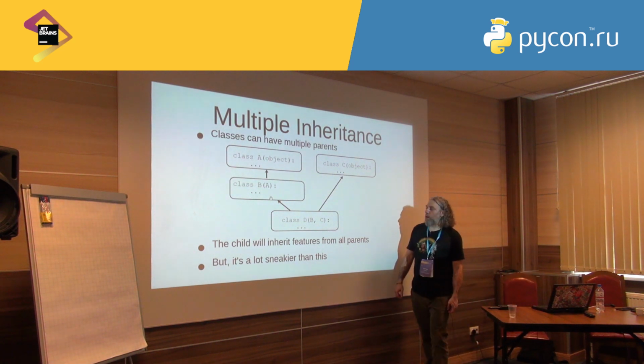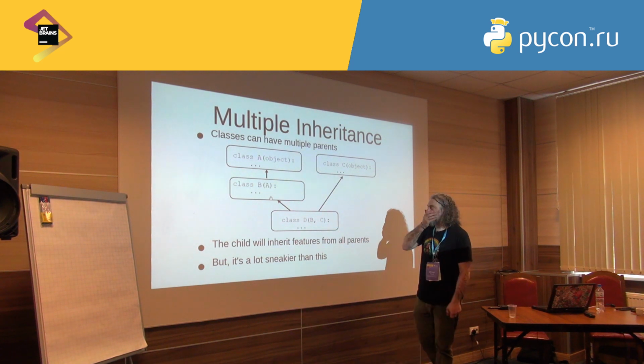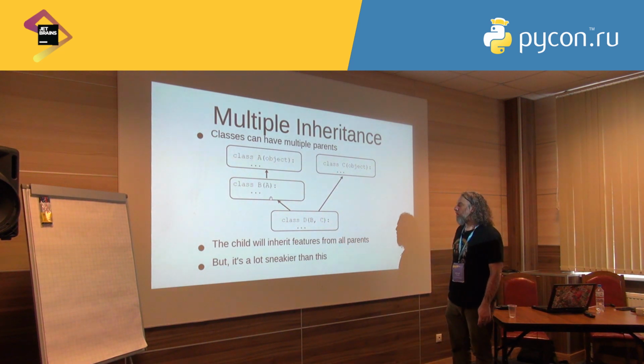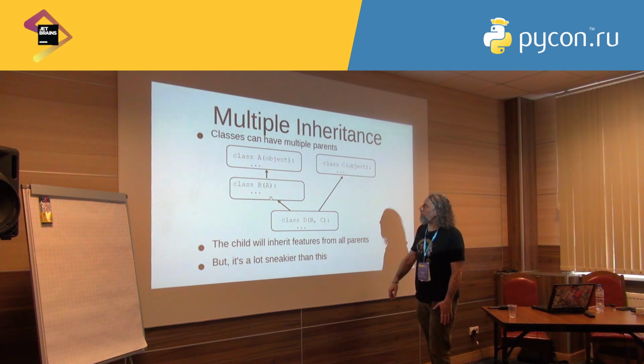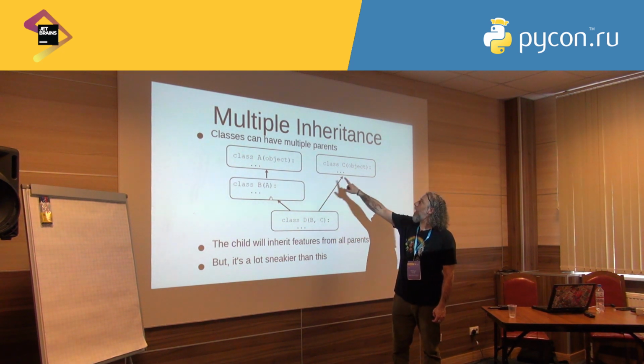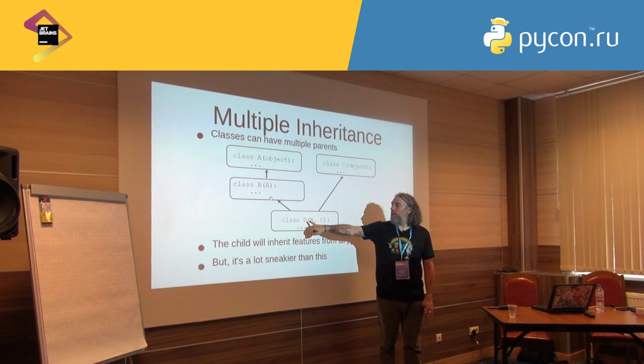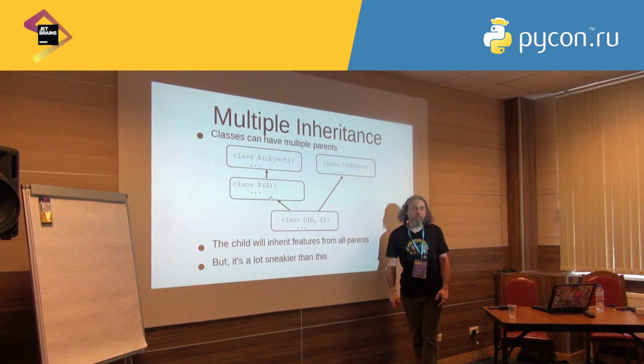So it gets more interesting when we add multiple inheritance into the mix. This is a fairly straightforward hierarchy. We have a class A and we have a class C. B inherits from A, and D inherits from both B and C.